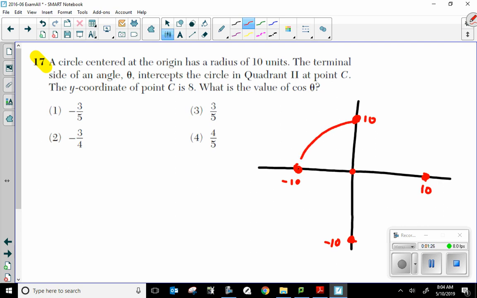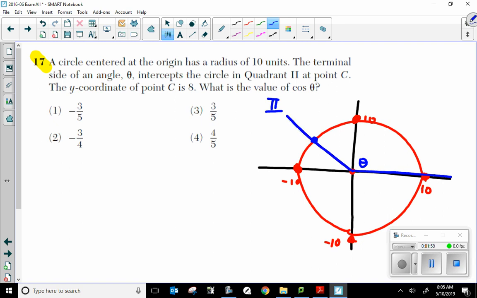Excuse this messy, sloppy circle. Yeah, that didn't even touch that one. And it looks more like Stewie's head from Family Guy, but hey, we'll work with it. Now, the terminal side of angle theta intercepts this particular circle in quadrant 2. This is quadrant 2. So if I were to draw an angle, let's call it theta, it intersects at point C. Let's call it maybe right here. Bam. This is point C.